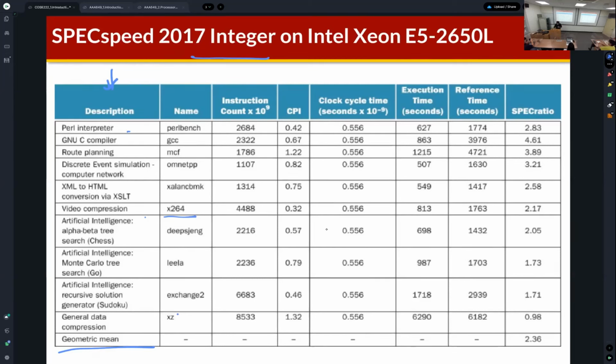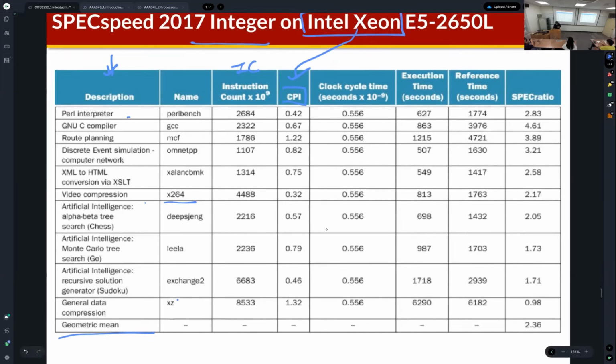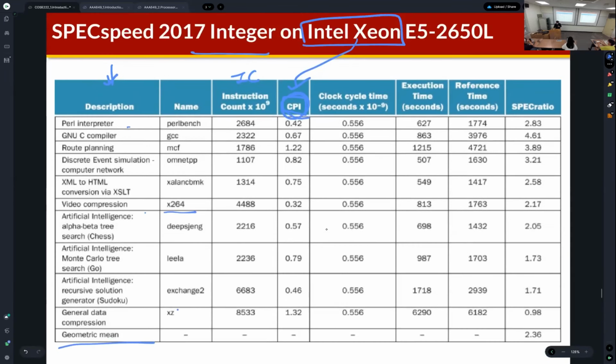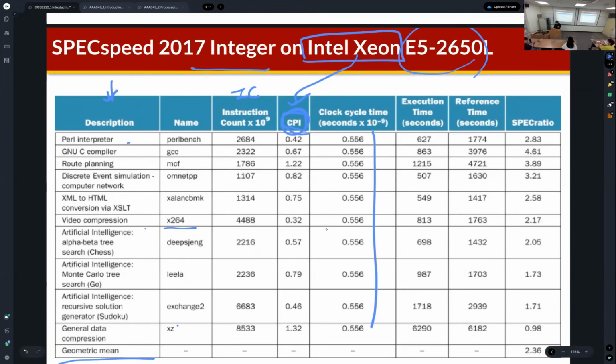In this table, you can find the instruction count here, and the CPI is the CPI of the Intel Xeon. As we learned, different applications exhibit different CPI. I also explained that the average CPI is determined by instruction types, and applications have different fractions of instructions. That's why the CPI also differs for different applications. And the clock cycle time is the same because it's the same hardware, Intel Xeon.